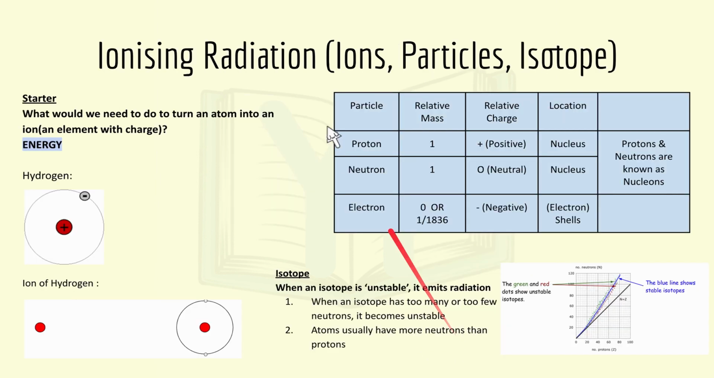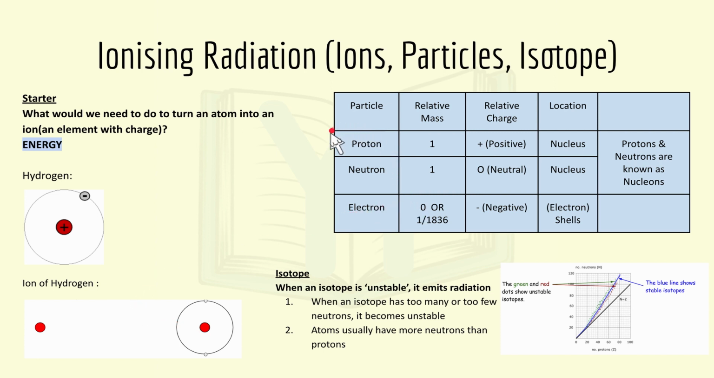So we move on now. Ionizing radiation for ions, particles, and isotopes. So here's one for starters. What would we need to turn an atom into an ion, which is an element with charge? And the answer is energy. So here's hydrogen over here and an ion of hydrogen. It can be either this or this, depending on the charge.